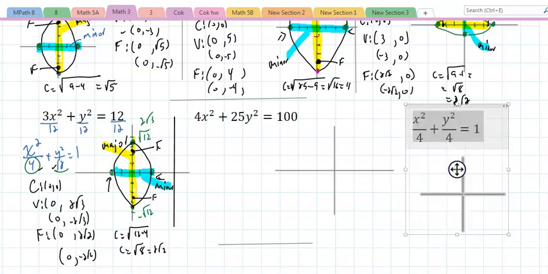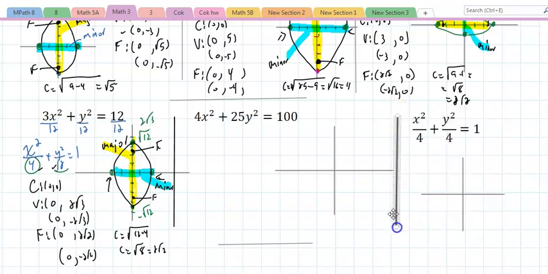Alright, and let's look at that last piece. Again, the goal is to make this a 1. It's not a 1. We could force it to be a 1. That's easy. And this is x squared over 25 plus y squared over 4. 25 divides 125 times, 4 divides 104 times.